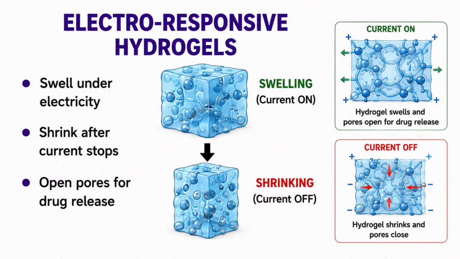Electro-responsive hydrogels. Hydrogels are soft polymers containing water. When electrical current is applied, what will happen? They swell, their pores become large and the drug comes out of it. When electricity stops, the hydrogel shrinks and the drug release also stops. This reversible property makes hydrogels very useful.